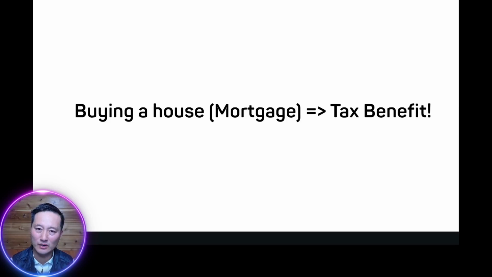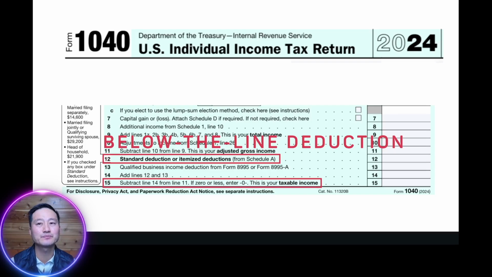If you've ever wondered what people meant when they say, hey, buy a house to save on taxes, this is exactly how you save on taxes. When you buy a house, the mortgage interest payment portion is what gives you the below the line deduction, and that's what gets you the tax benefit by lowering your taxable income.